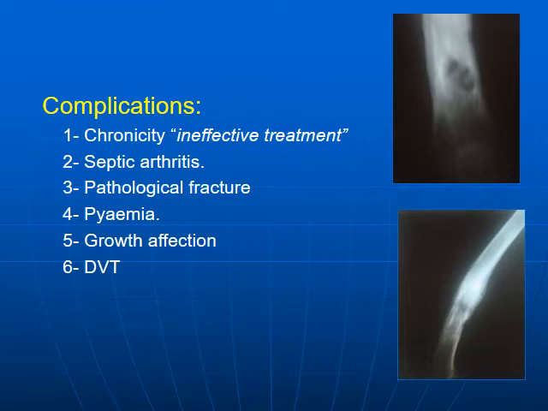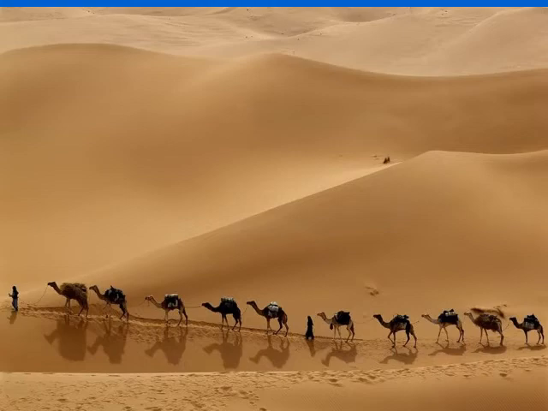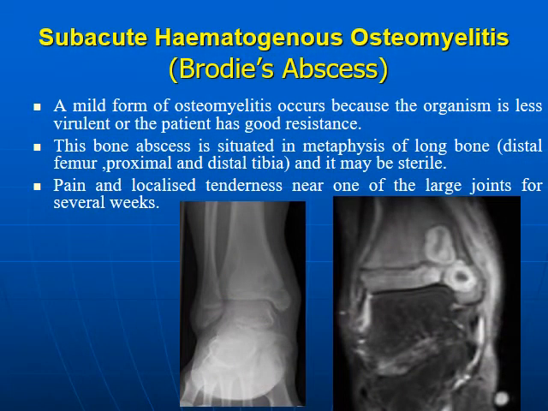What are the complications of acute osteomyelitis? We can have chronic osteomyelitis, septic arthritis, pathological fracture, edema, gross infection, and deep venous thrombosis. Now we have finished acute hematogenous osteomyelitis. What about subacute and chronic?